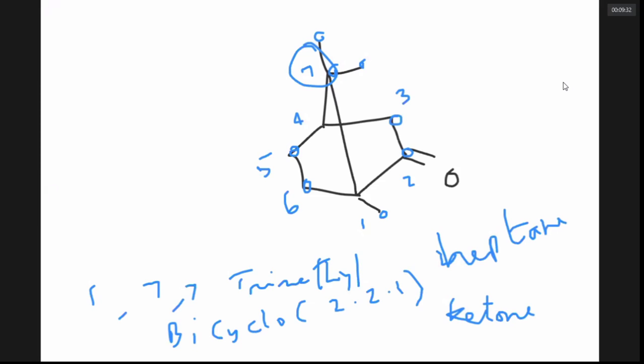Yes, sir. What is heptanone 2? Sir, why are we writing bicyclo? Because it has 2 rings. It is one ring and it is another ring. A compound which has 2 rings must be called bicyclo. It is 2,2,1 because on one side there are 2 carbons, on another side also 2 carbons, and on one side 1. So it is 1,7,7 trimethyl bicyclo 2,2,1 heptanone 2, known as camphor.